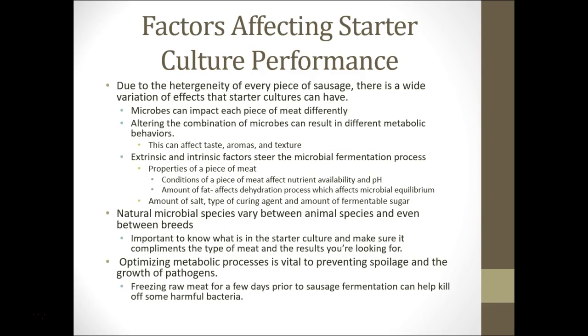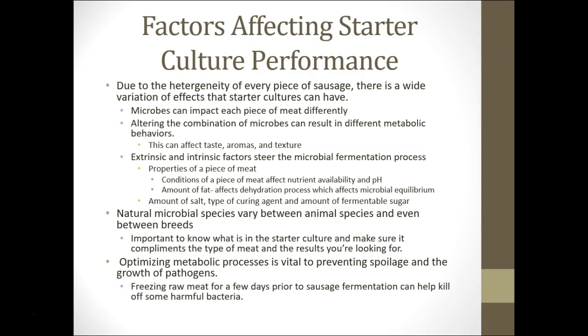A lot of these have to deal with the variations in the properties of a piece of meat. Overall nutrient availability and the pH of a piece of meat is going to affect how microbes react to it. Also, the amount of fat that we add to our mixture affects the dehydration process, and overall affects microbial equilibrium. The amount of salt that we use or the curing agent is going to affect how these microbes grow and ferment as well.